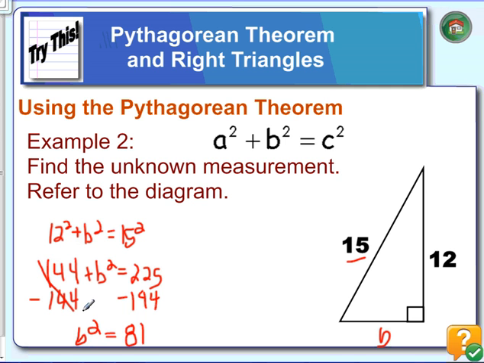Same sort of idea. We need to get rid of this squared right here. So we're going to square root both sides, just like an inverse operation. Then b is going to equal the square root of 81, which is 9.